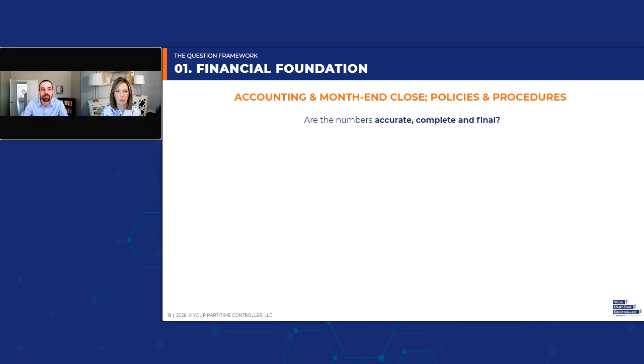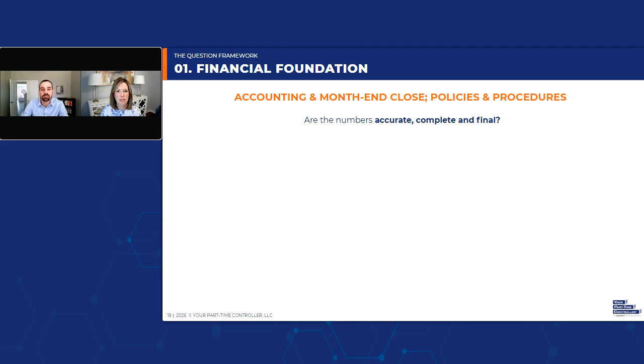The first area we'll be covering is the financial foundation: accounting, month-end close, policies, procedures, the basics. Before leaders can make strong decisions, they need confidence that their financial information is accurate, timely, complete, and supported by clear processes. This foundation underpins everything else. The core question is really just, can we trust the systems, processes, and numbers we rely on?